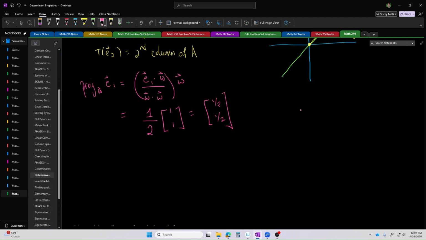To find what the transformation is doing to the second standard basis vector, let me go ahead and project e2 onto this vector w.